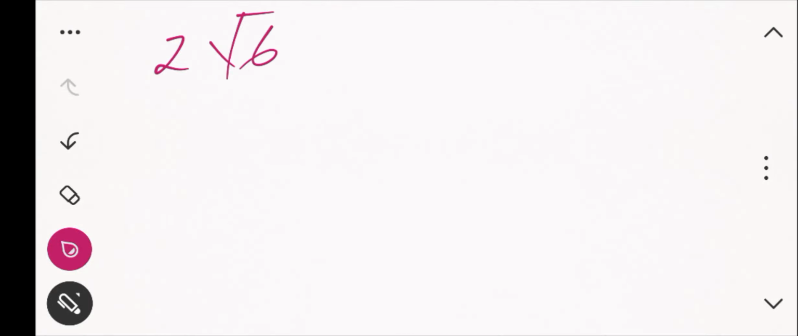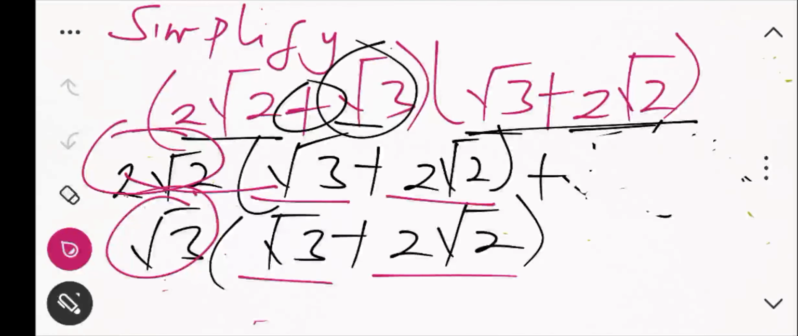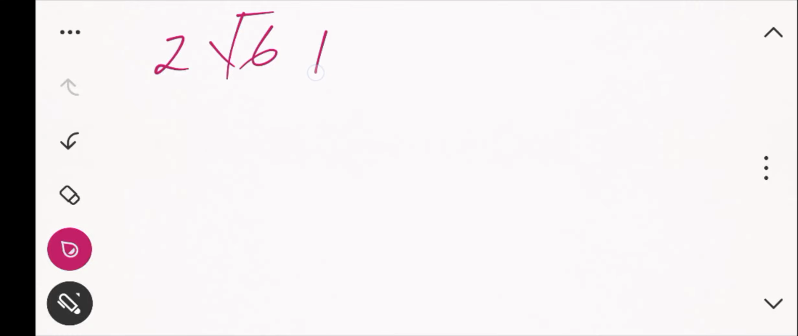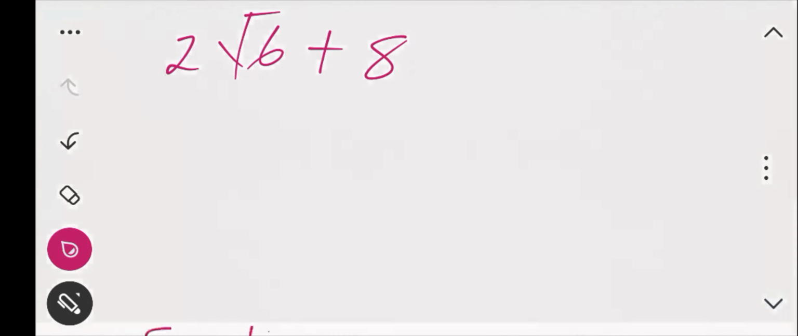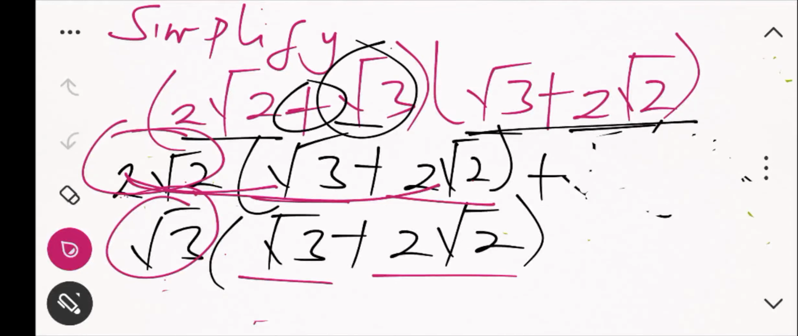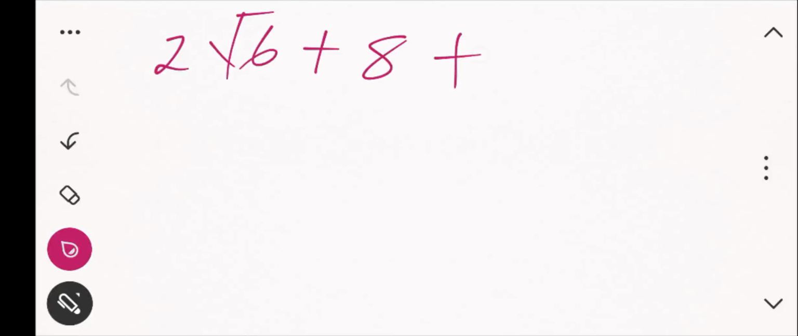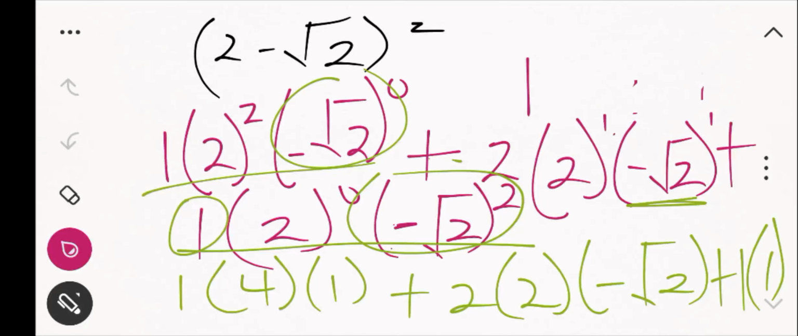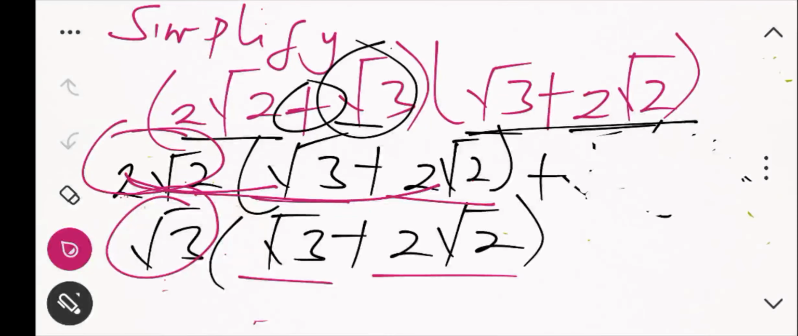Let's go back and check. Then we have 2 root 2 times 2 root 2. This 2 times this 2 will give us 4. Then root 2 times root 2 will give us 2. So we have 4 times 2 giving us 8. Take note of it well. Then we have plus 3 root 3. So 3 times root 3, we get our 3.